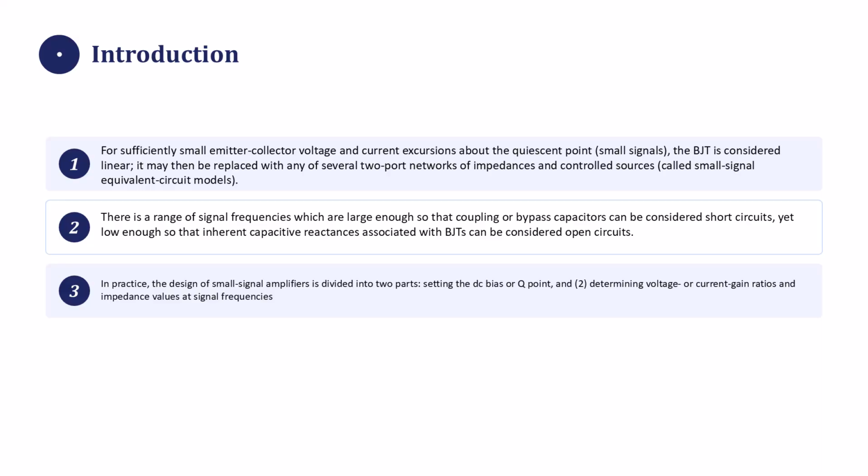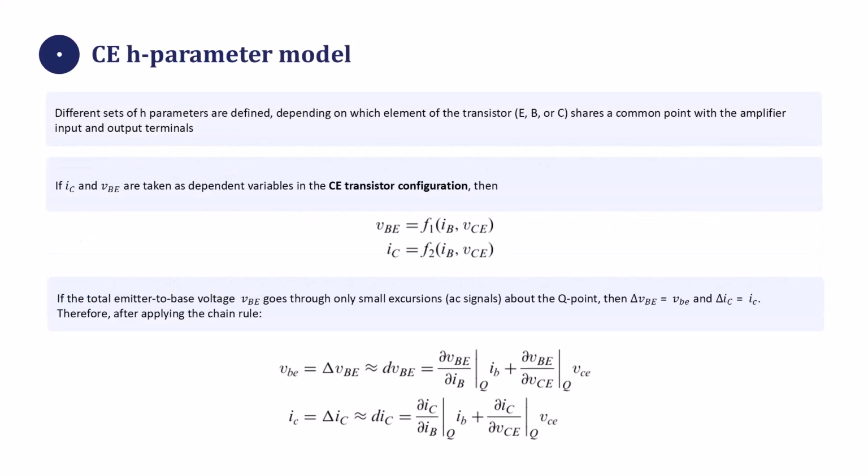First, you set the DC bias or the Q point. Then separately you determine the voltage gain, current gain and impedance values at signal frequencies. Today we are focused entirely on that second step. Now let us build the model itself.